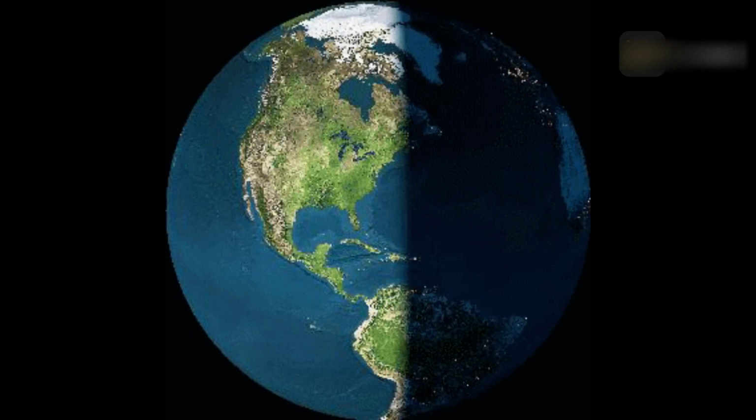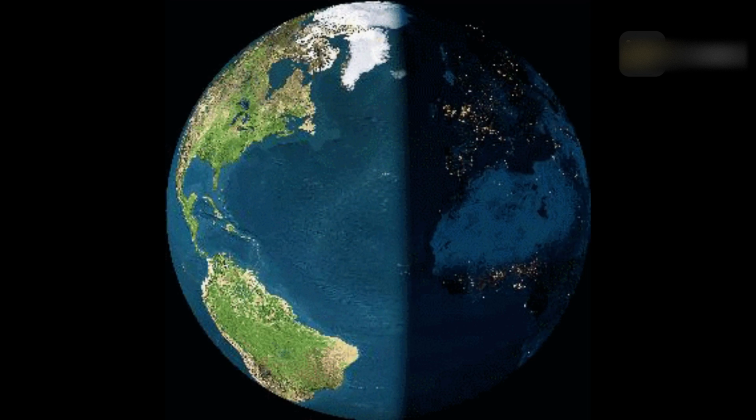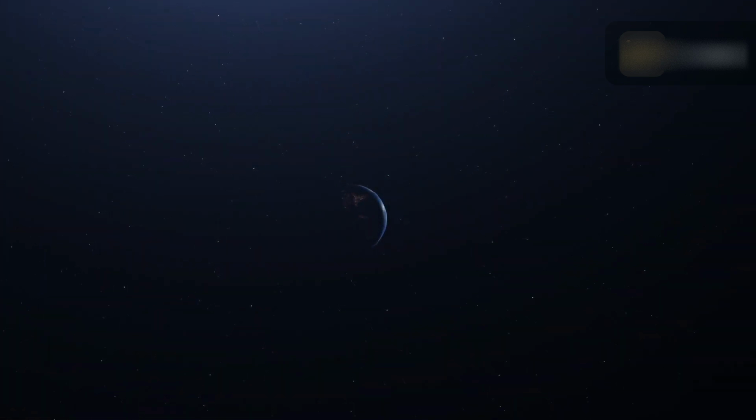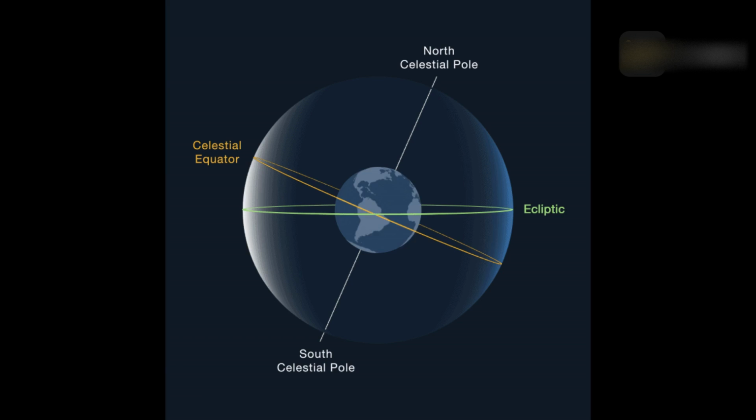To avoid confusion between the different hemispheres, astronomers use the terms March equinox and September equinox. In everyday life, however, you're more likely to hear about the vernal and autumnal equinoxes. The word equinox is derived from two Latin words, equus means equal and nox means night. At the equator, the sun is directly overhead at noon on these two equinoxes.